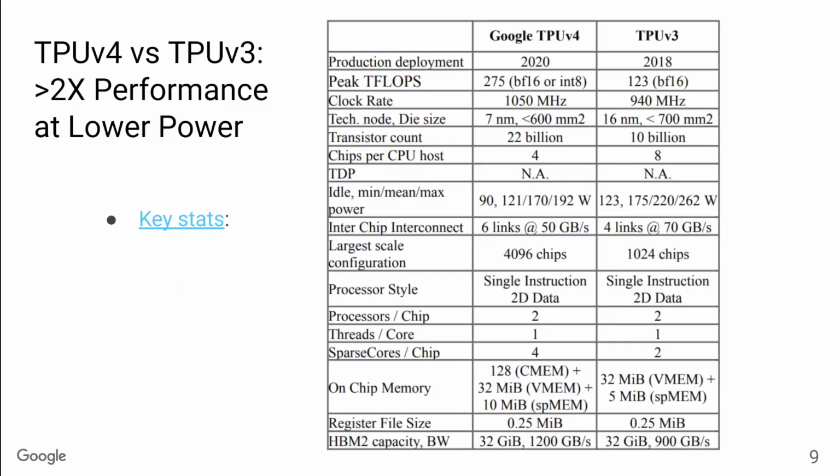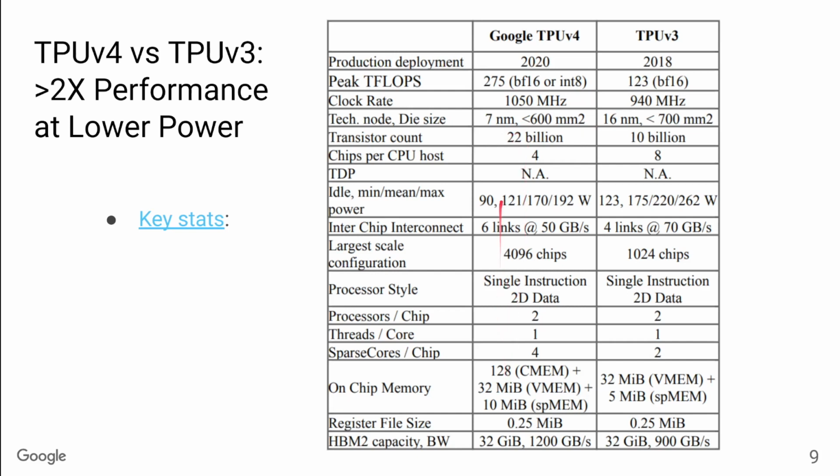Here's the stats. I'm not going to go through all of them, but a couple of the highlights. As I said, it's a 7-nanometer chip. The previous generation was on 16 nanometers. It's a little bit smaller than the previous generation, and it's also lower power, but has higher flops. The processor clock rate is slightly higher than the previous generation. Most of the additional flops come spatially from more matrix multiply units. And in V4, we're at 22 billion transistors.